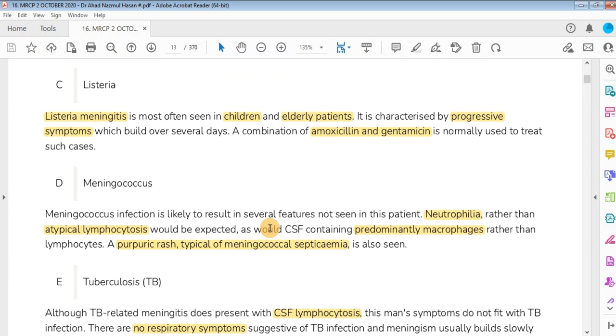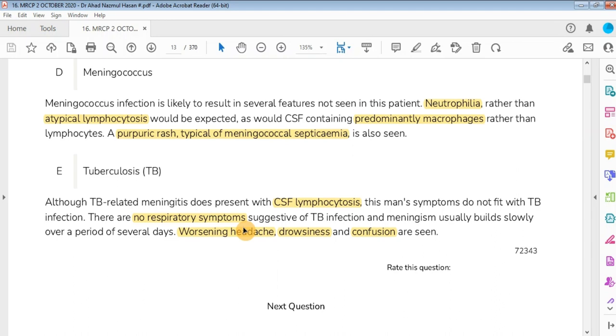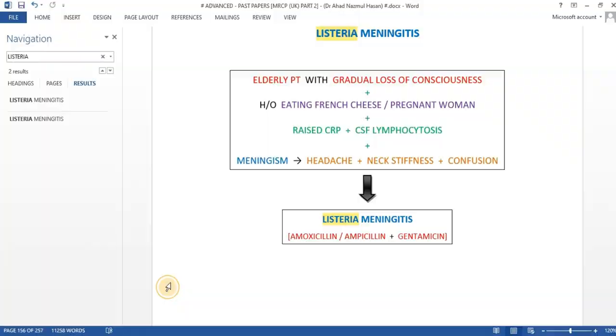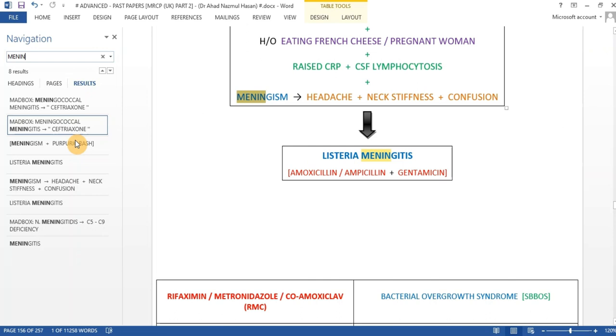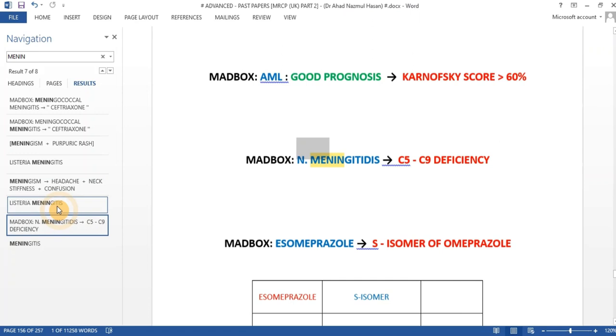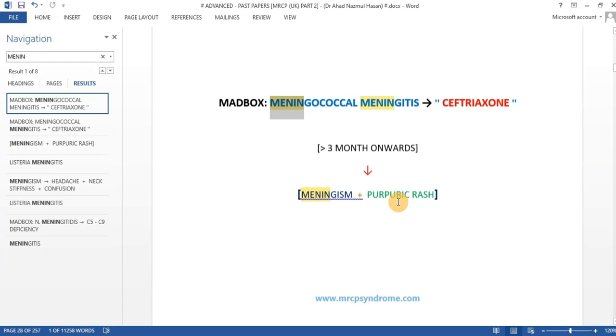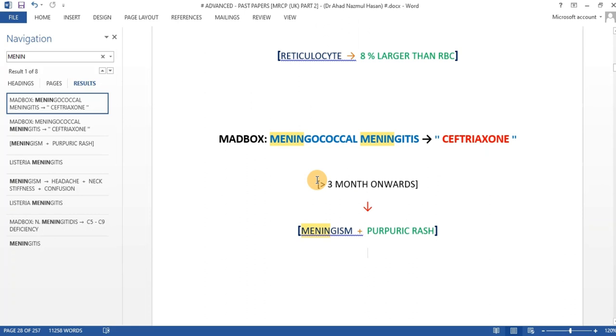Next one is, although TB-related meningitis does present with CSF lymphocytosis, these symptoms don't fit with TB infection. There are no respiratory symptoms suggestive of TB infection, and meningism usually builds slowly over a period of several days. Worsening headache, drowsiness, and confusion are seen. And meningococcus will come with the purpuric type of rash. So meningococcal meningitis will come with the features of meningism as well as the purpuric rash. And when the age of the patient is greater than 3 months onward, we can give the drug ceftriaxone.